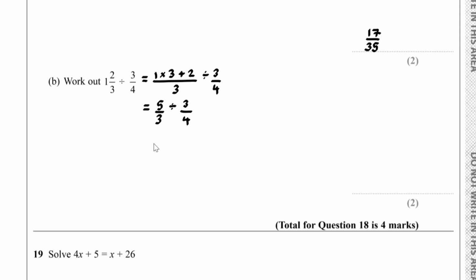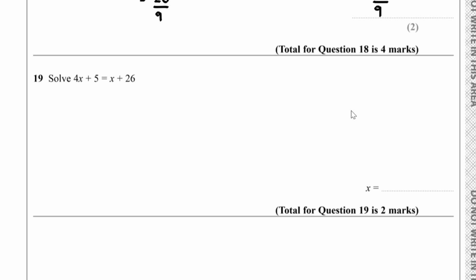And if we work this out, well, we've got our first fraction, 5/3, and we have to multiply this by the reciprocal of the second fraction, which is 4/3. And so what we end up with is 5 times 4, which is 20. 3 times 3 is 9. So we end up with 20 over 9.